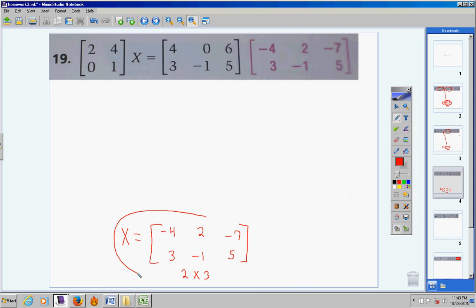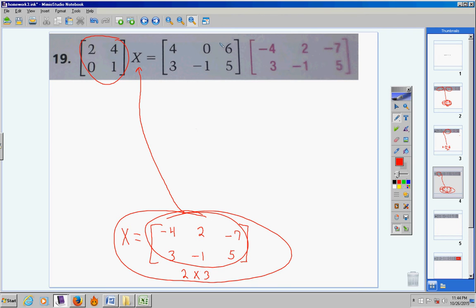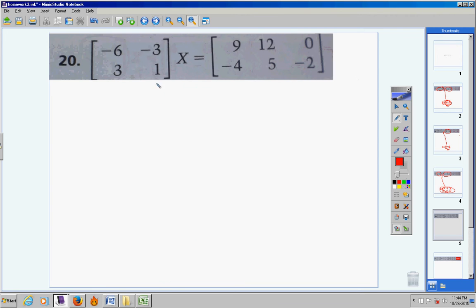I'm done. Now on a test or a quiz, if you want to check your answer, you pick this matrix up. X equals this matrix. You substitute it in for X right here. So you take this matrix times this matrix here, and you will, if you do it correctly, get out this matrix right here. Okay? Alright, number 21, pretty much a carbon copy of the last problem.